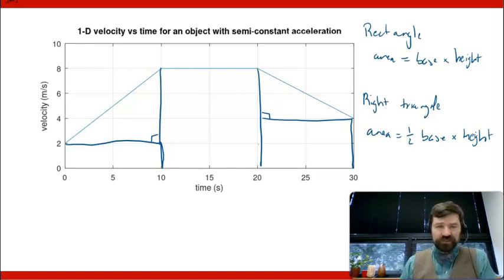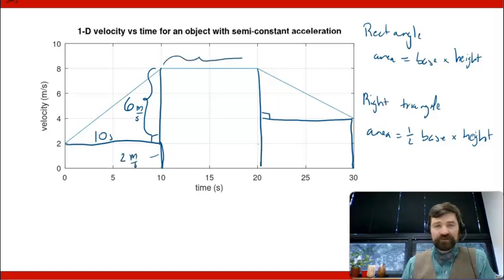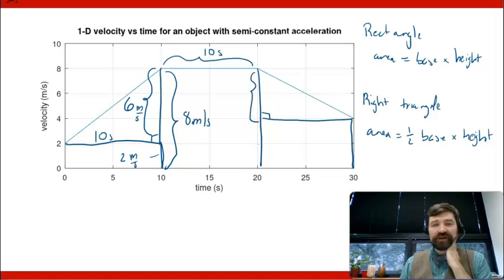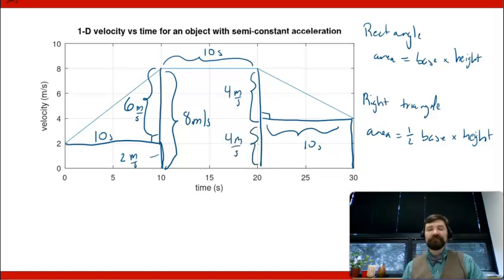Okay, so for example, this triangle would have a height of 8 minus 2, which is 6 meters per second. It has a base of 0 to 10 of basically 10 seconds. This one has a height of 2 meters per second. This right here has a base of, again, 10 seconds, and it has a height of 8 meters per second. This one right here has a height of 4 meters per second, and both of these have a base of 10 seconds. This one also has a height of 4 meters per second. Okay, so making use of all those, let's label these.